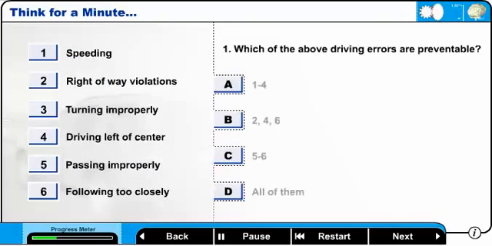Which of these driving errors are preventable? A. 1 to 4. B. 2, 4, and 6. C. 5 to 6. Or D. All of them.